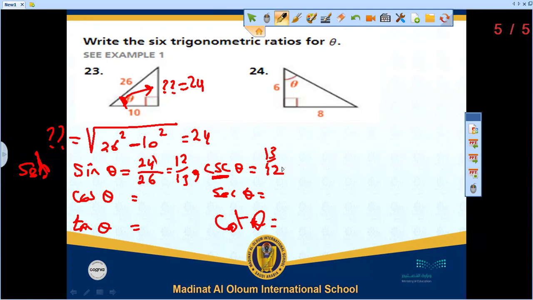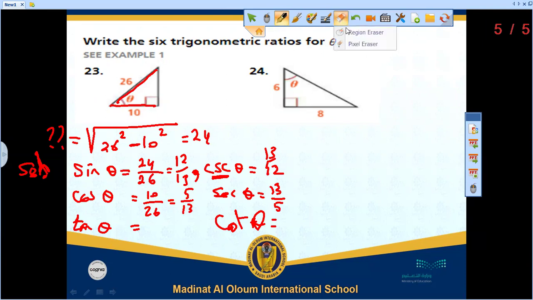To get cosine. Cosine theta is adjacent over hypotenuse. What is adjacent for theta, guys? Adjacent for theta is 10, over hypotenuse, which is 26. It's 5 over 13. I need secant, flip upside down, 13 over 5. Look, guys.